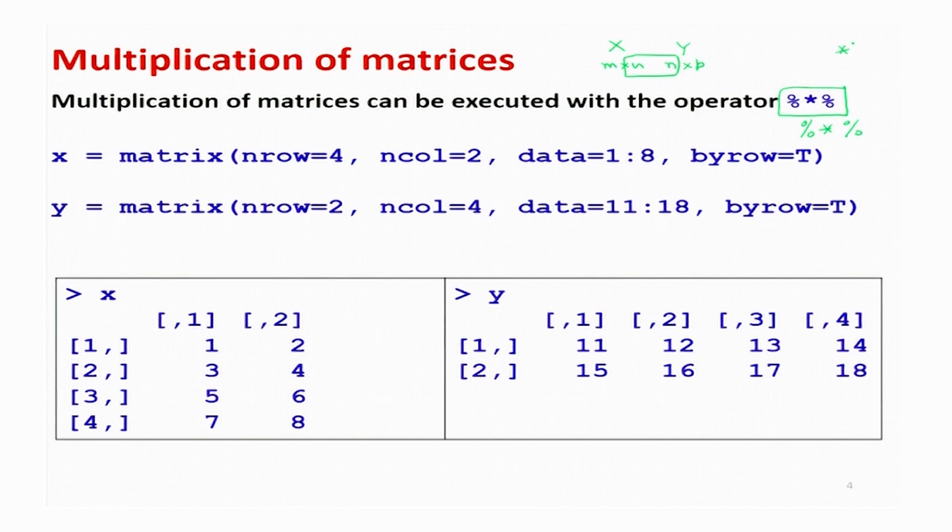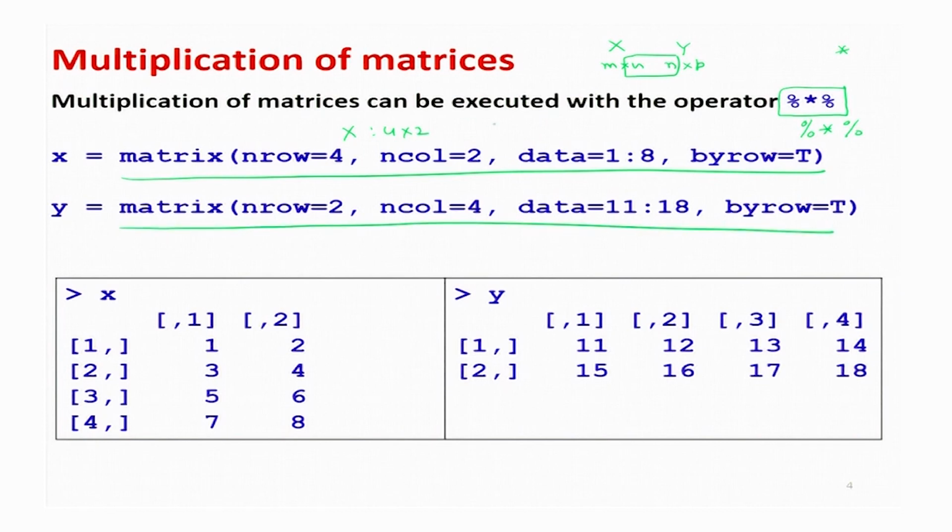I take a matrix X of order 4 by 2, and then a matrix Y which is of order 2 by 4. So, you can see that this matrix Y is 2 by 4. If I multiply X into Y, that should not be a problem. The data values in the matrix X are the numbers from 1 to 8, and the data values in the matrix Y are the numbers from 11 to 18, and they are arranged by row. So, this is the matrix X and this is the matrix Y.